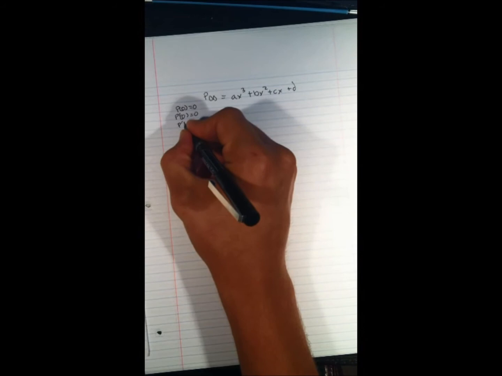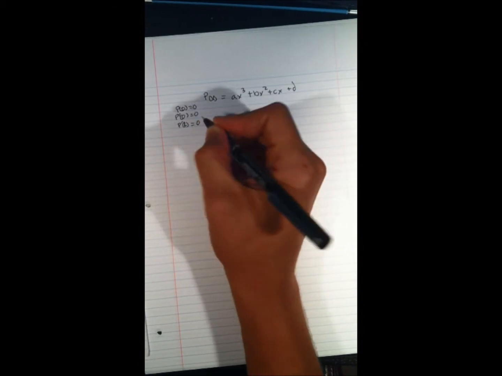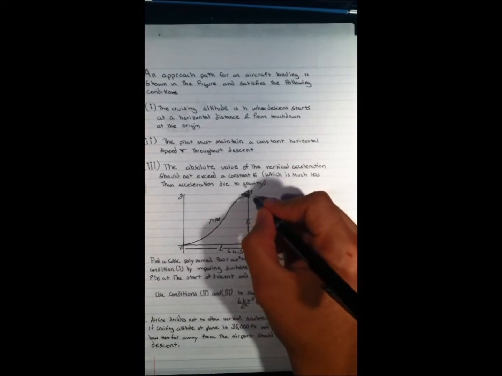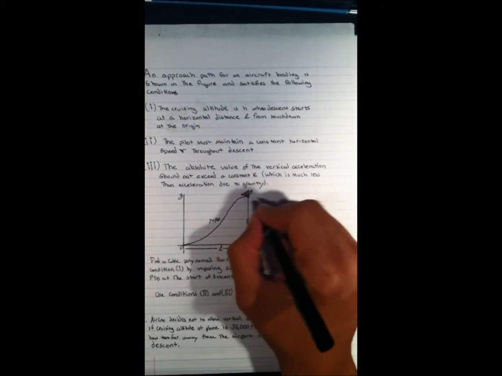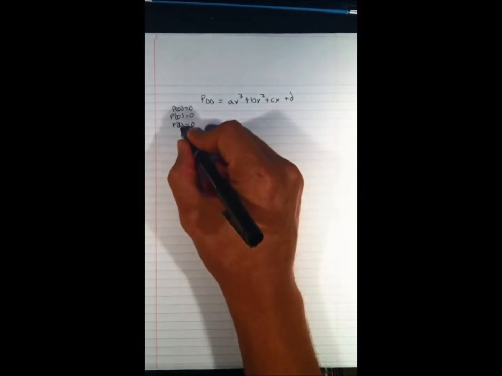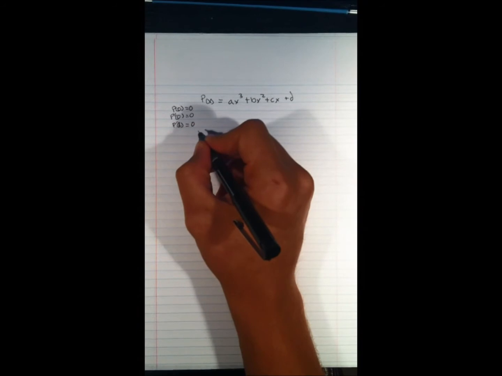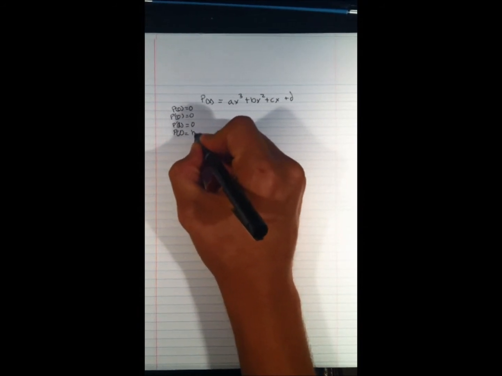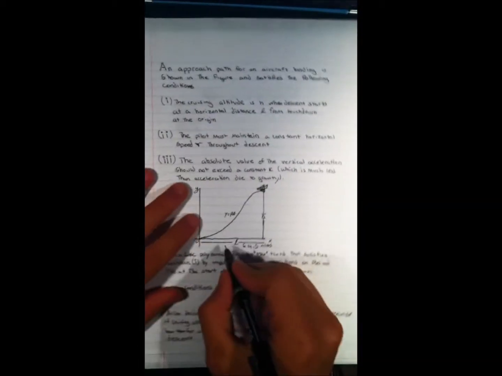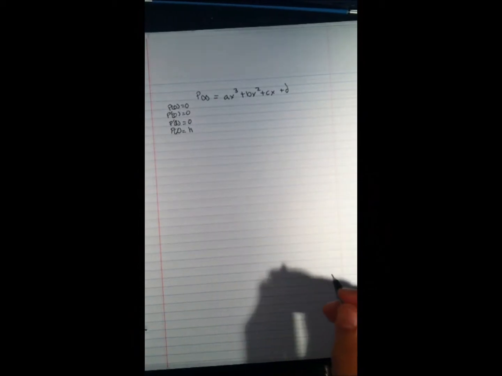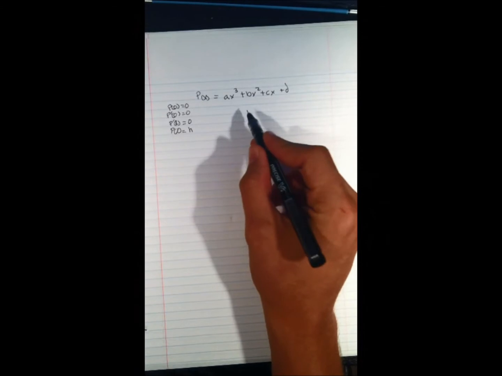P prime of L equals 0 because at distance L the plane has just started descent, so it would be on a horizontal tangent because it was at cruising altitude. So p prime of L equals 0 because the slope of the tangent is 0. And lastly, p of L equals h because at distance L the height is h at the start of descent. Knowing this, we can start to work on getting our cubic polynomial.